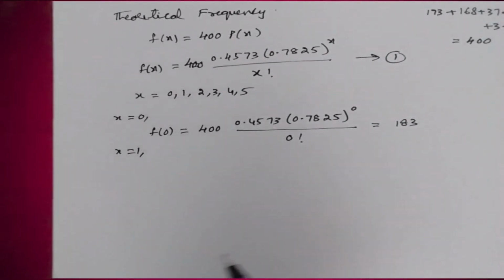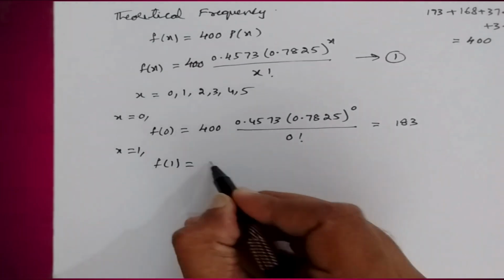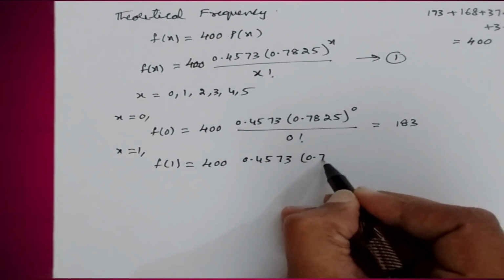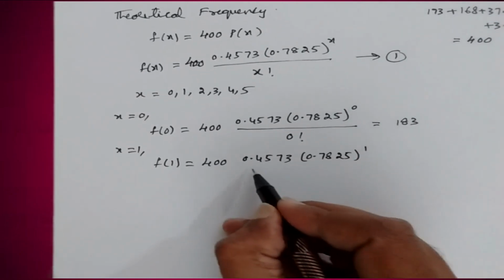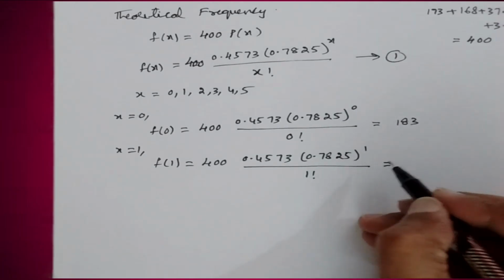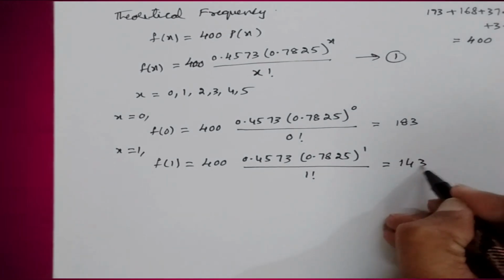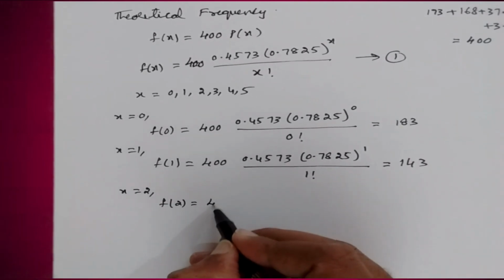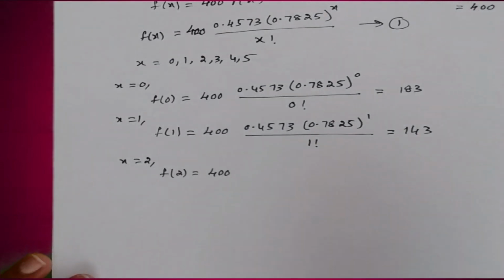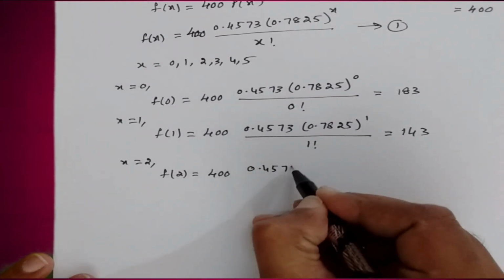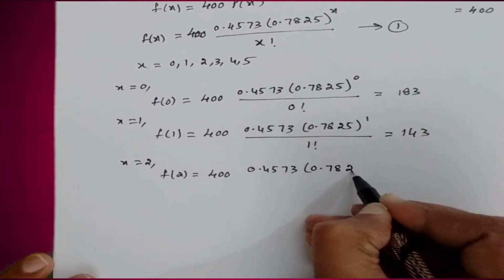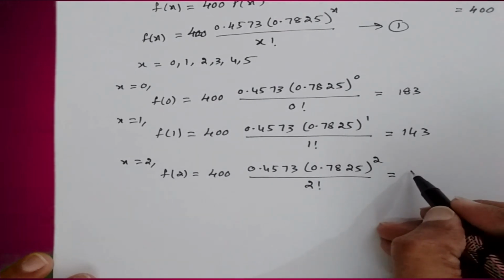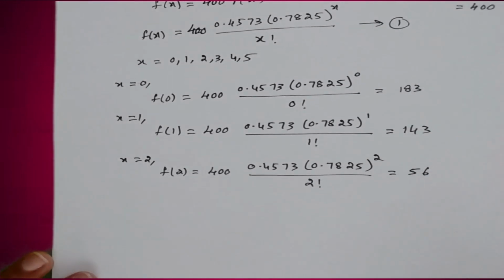For x equals 1, what will be f of 1? That is 400 times 0.4573 into 0.7825 whole power of 1 divided by 1 factorial. Again the approximate value will be 143. For x equals 2, you can check, f of 2 will be 400 times 0.4573 into 0.7825 whole power of 2 divided by 2 factorial. Its value, let us check, 56.